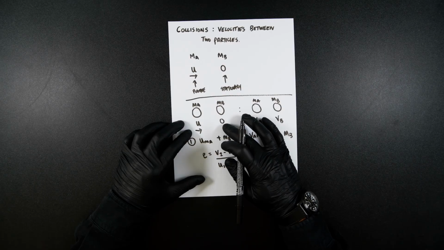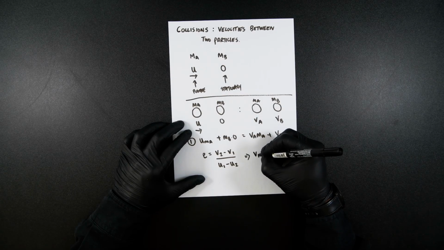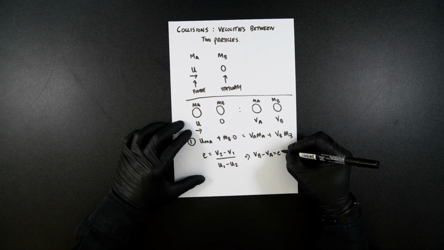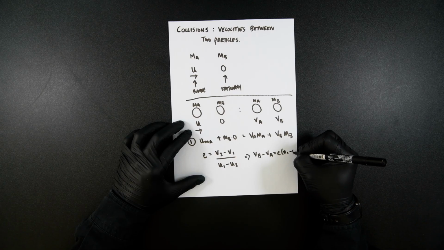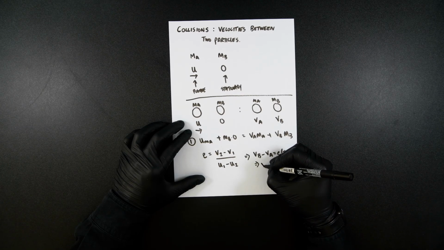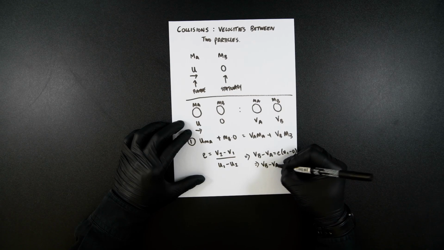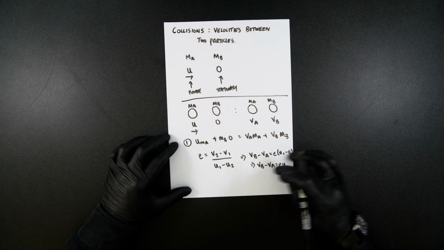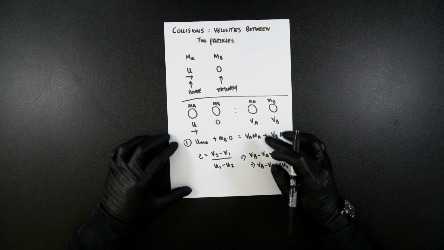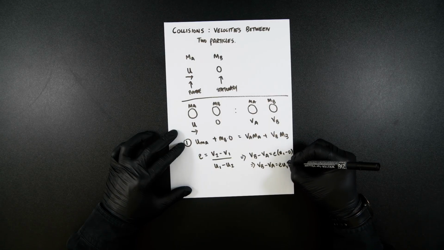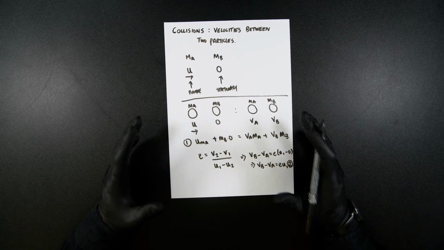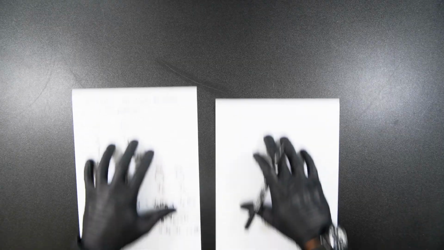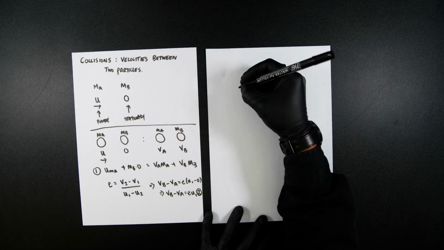So we know that u2's speed is 0, so you're going to get vb minus va equal to e times (u1 minus 0), which is the same as vb minus va equals e u1. We now have enough variables to plug in. So let's say this is equation 2 and this is equation 1, to now get an equation for VB and for VA. So let's plug 2 into 1.